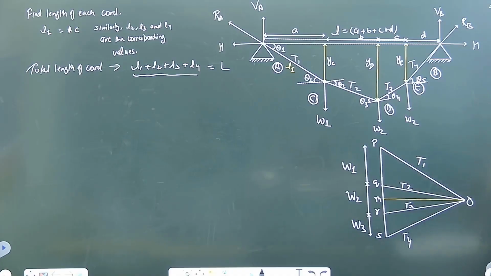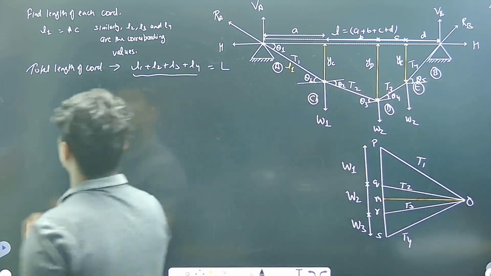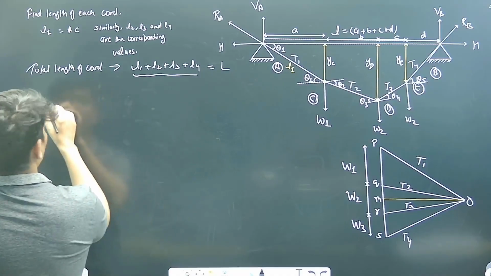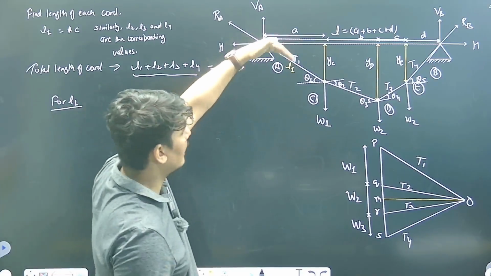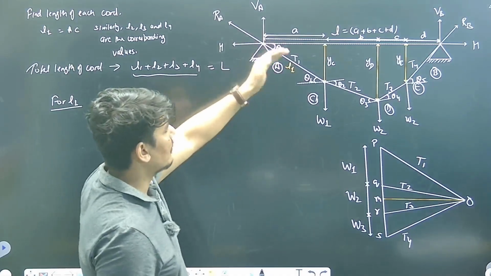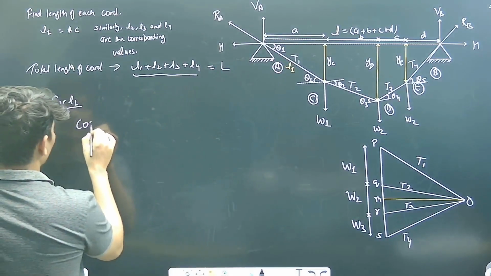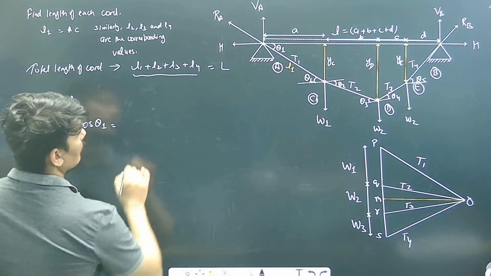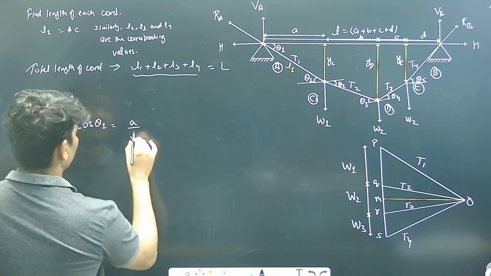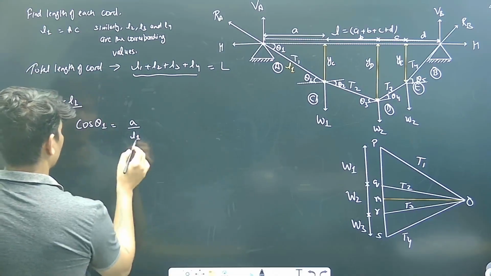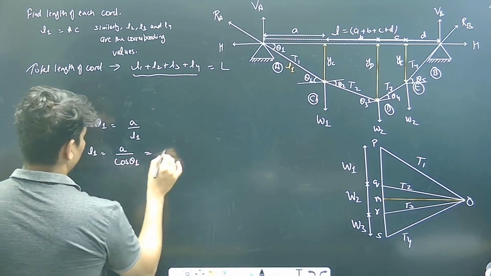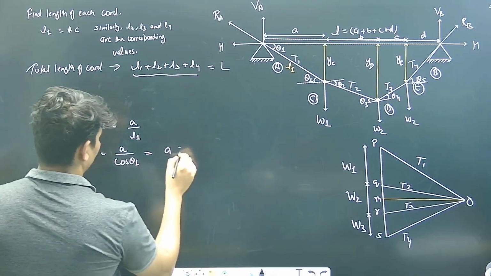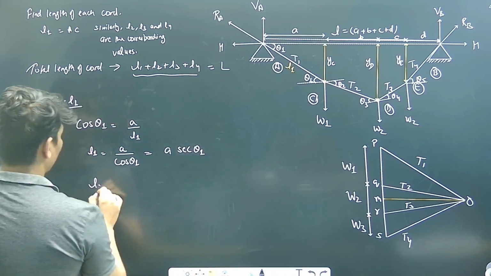है ना? ट्रिग्नोमेट्री के फॉर्मूले लगा लें, कैसे लगेगा? और L1 क्या फॉर्मूला बनेगा? थीटा है, बेस है, हाइपोटेनस है, कौन सा लग जाएगा? बेस अपॉन हाइपोटेनस, कोस लग जाएगा। cos θ1 will be equal to base A upon hypotenuse L1। We don't know what L1 is, so L1 is A upon cos θ1, which is equal to A sec θ1। Similarly L2 क्या हो जाएगा?